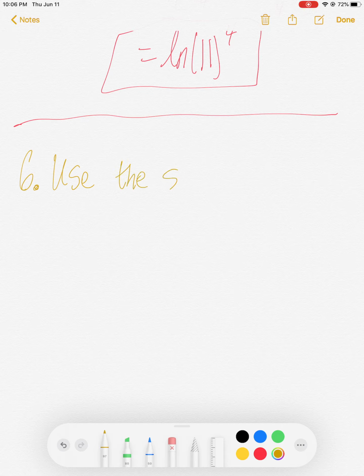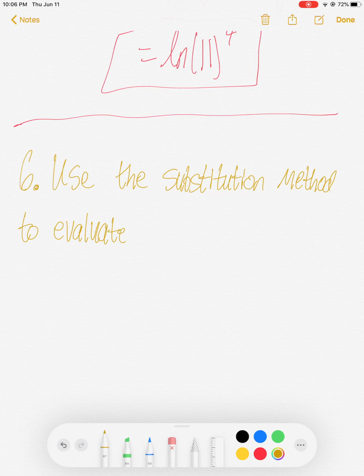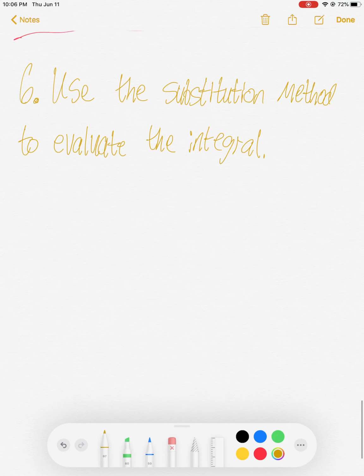Next up on today's agenda is problem 6. Let me hydrate real quick. All right, problem 6. Ooh, this is one of my favorites. I absolutely adore this problem. Use the substitution method to evaluate the integral.